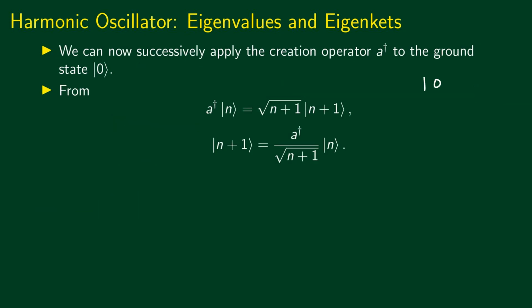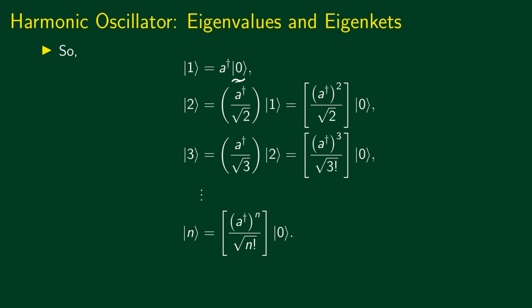Now we have the ground state ket 0. We can obtain the excited states or the higher energy states by successively applying a dagger, the creation operator, to the ground state. For this, we just have to use the relation a dagger acting on ket n is equal to square root of n plus 1 ket n plus 1, or we can write ket n plus 1 is equal to a dagger divided by square root of n plus 1 acting on ket n. So let's start with the ground state and construct the excited states now. We are going to use this relation.